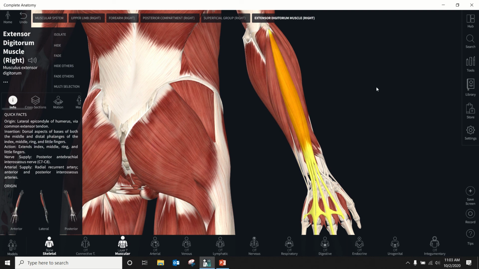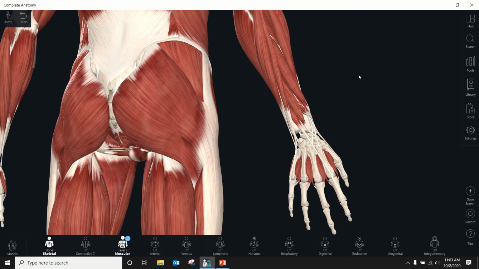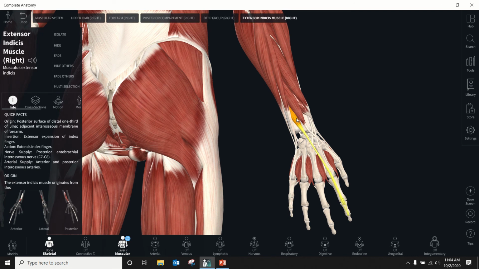All right, so there's extensor digitorum. Again, we have to take that off. So I'll go over here to hide, and it goes away. Move it up a little bit. And so again, follow the tendons. Here's the tendon that's left, all the way back up to here. Boom. There's your extensor indicis. So that's where that muscle is.